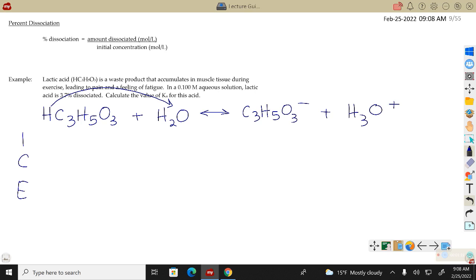The original concentration is 0.1 molar. I'm not going to use the water in any of my final calculations. It's a pure liquid, so we'll scratch that out. And initially, the two ions are at 0. Now, instead of having to shift this forward by x, when they say that the acid is 3.7% dissociated, that tells me how far forward we go.